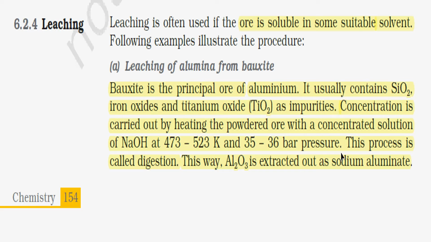Now in this process, Al2O3 dissolves in the alkali, that is NaOH, to form soluble sodium aluminate, and silica dissolves as sodium silicate, leaving behind the impurities. So this way Al2O3 is extracted out as sodium aluminate.